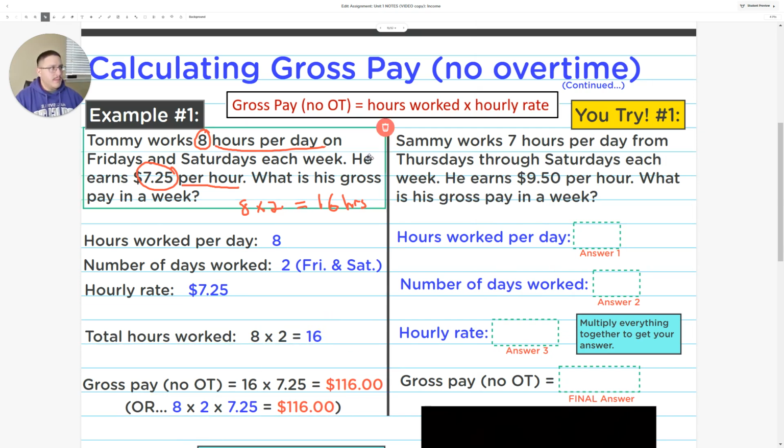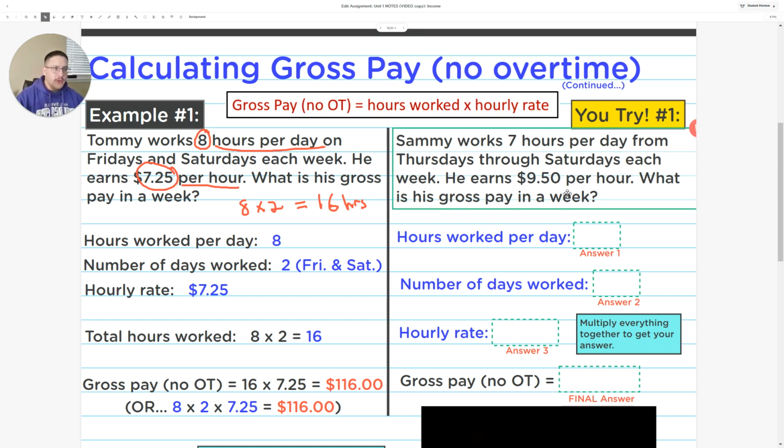That's it for example 1. You try number 1. Sammy works 7 hours per day from Thursdays through Saturdays each week. He earns $9.50 per hour. What is his gross pay in a week?